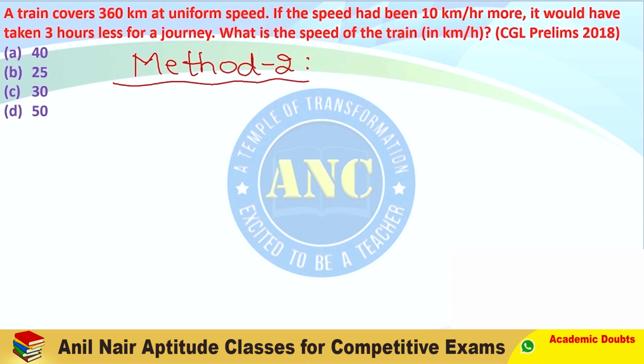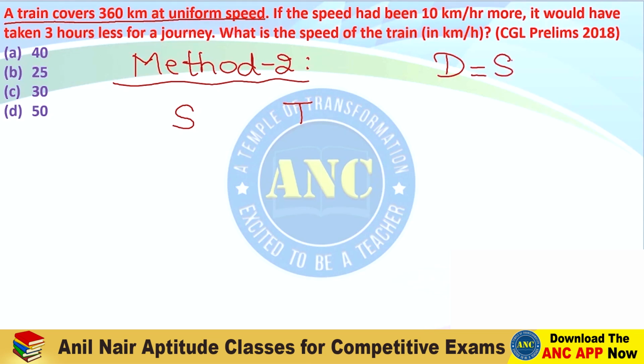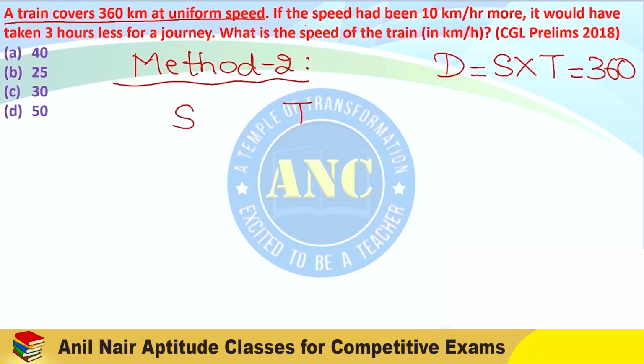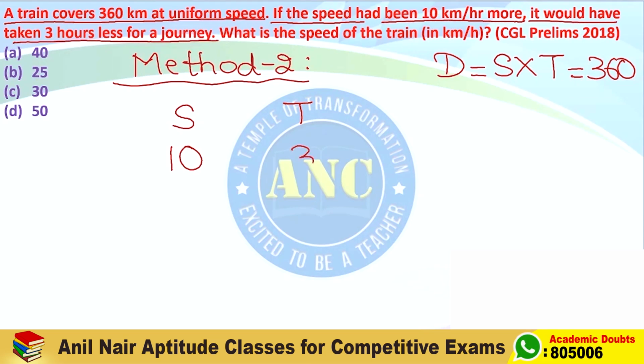Now see here, question says, so we have speed, we have time. Question says a train covers 360 kilometers at uniform speed. So total distance, we know the distance is equal to speed into time, and that distance is given in the question as 360 kilometers. Now see the next statement. If the speed had been 10 kilometers more, it would have taken 3 hours less for the journey. Time is given as 3 hours.